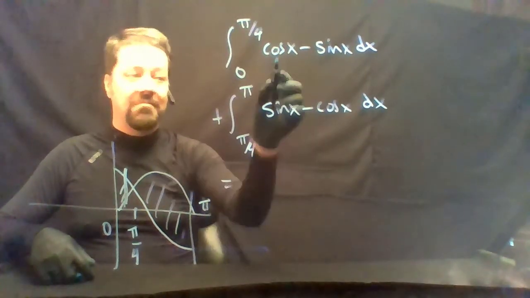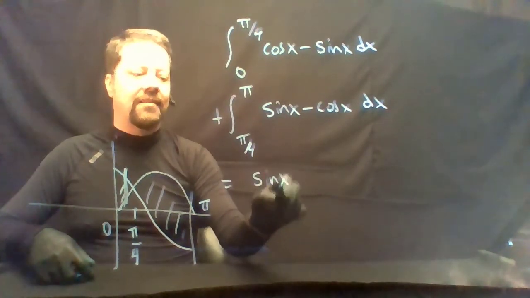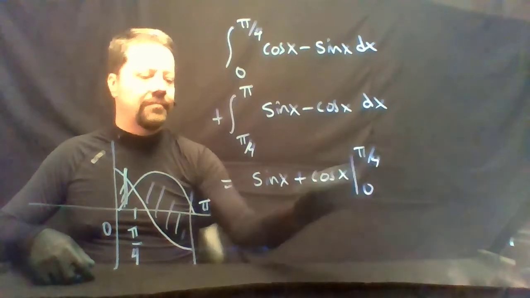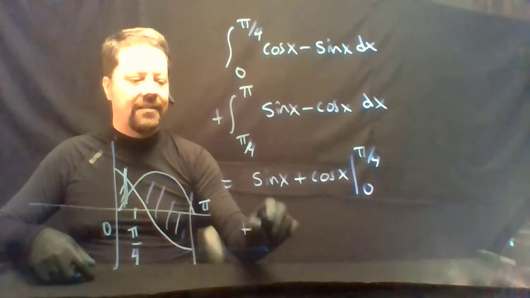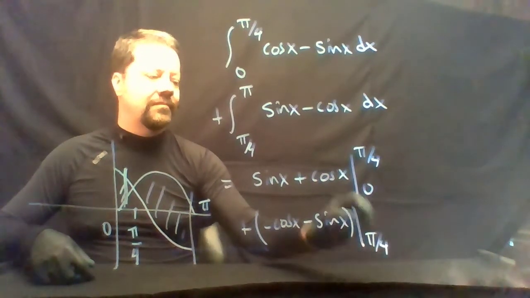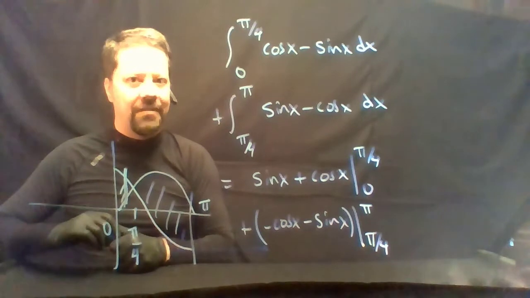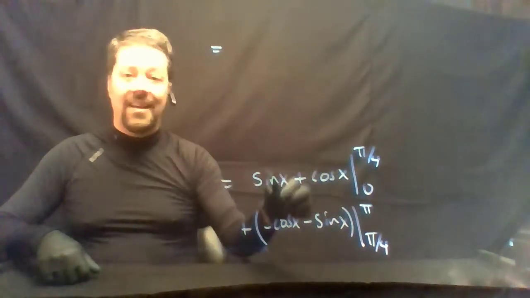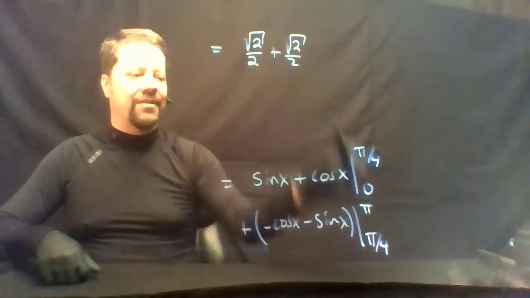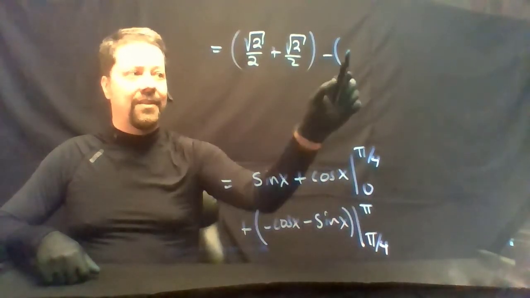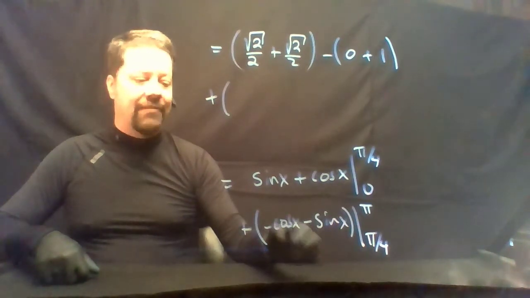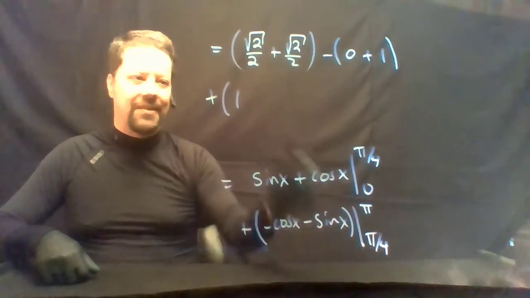Finding the antiderivatives. Antiderivative of cosine is sine. Antiderivative of sine is negative cosine. Minus 1 point for each of these function evaluations that you get wrong. The sine of pi over 4 is the square root of 2 over 2. The cosine of pi over 4 is also the square root of 2 over 2. The sine of 0 is 0, and the cosine of 0 is 1. The cosine of pi is negative 1. Negative negative 1 is 1. The sine of pi is 0.